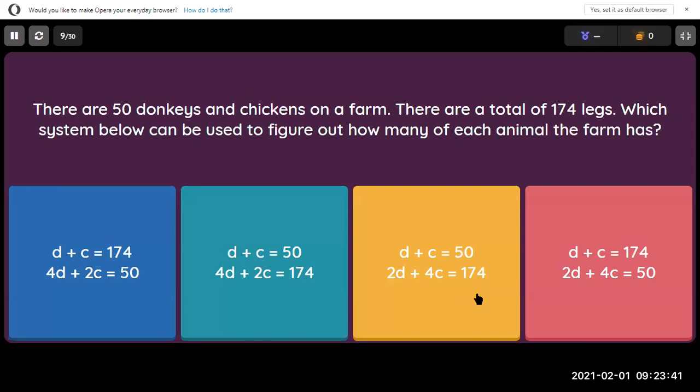So already you saw D plus C equals 50. That is one equation, correct? So this option gets ruled out. Nobody should select this one. And also this one, D plus C is 174, so this is also not the correct choice. Among these two, look at the choices carefully and select the right one.